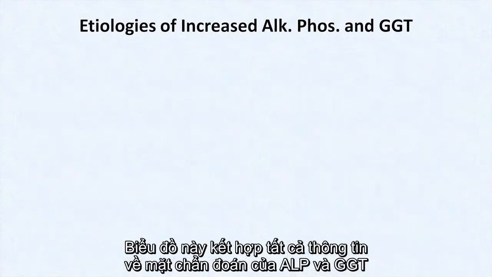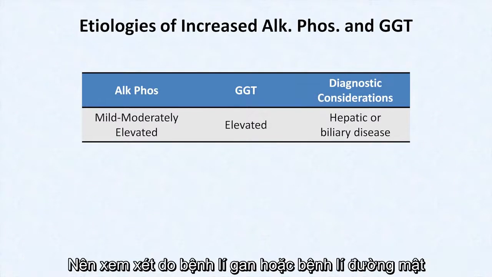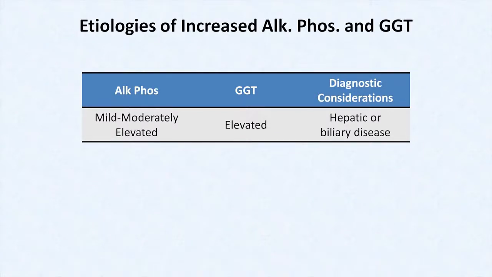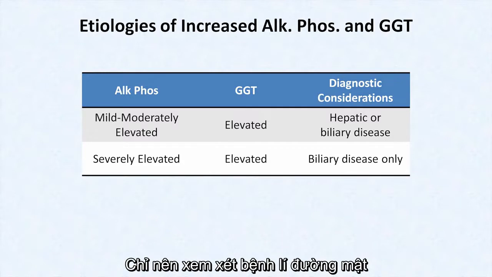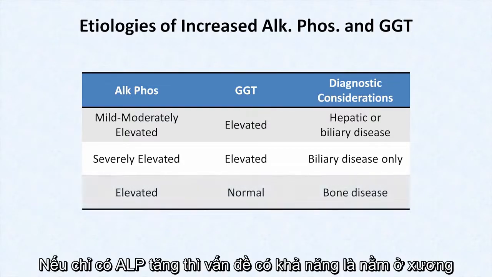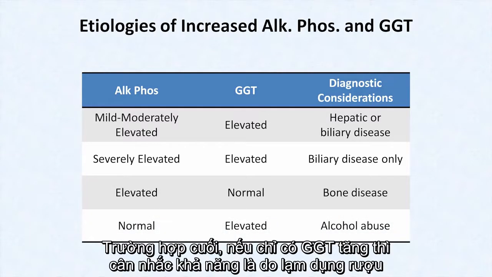Here's a chart incorporating all the diagnostically relevant info about ALK-Phos and GGT. In situations in which the ALK-Phos is mildly or moderately elevated and the GGT is elevated, consider either hepatic or biliary disease. If the ALK-Phos is severely elevated and the GGT is elevated, consider biliary disease only. If only the ALK-Phos is elevated, the problem is likely in the bones. Finally, if only GGT is elevated, consider the possibility of alcohol abuse.